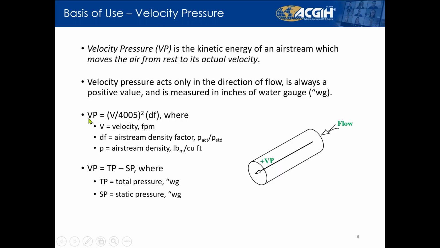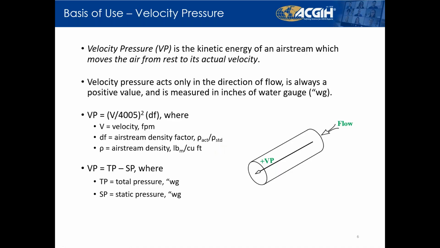Velocity pressure is calculated with this formula, which says velocity pressure is equal to the airstream velocity divided by a constant, which is 4,005. You square that value and multiply it times the density factor, where velocity is always in feet per minute. The density factor is a ratio of the actual airstream density to standard airstream density, with standard airstream density being considered as 0.075 pounds per cubic foot.